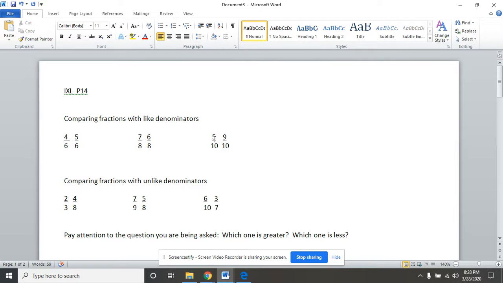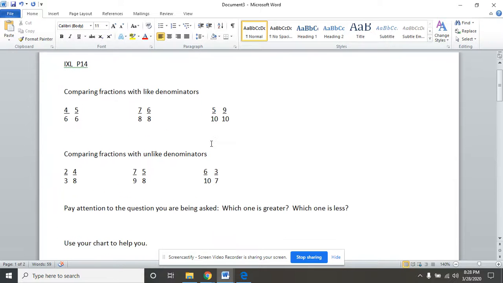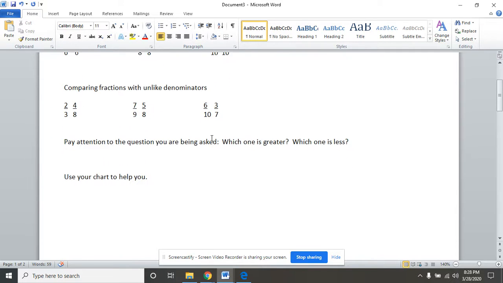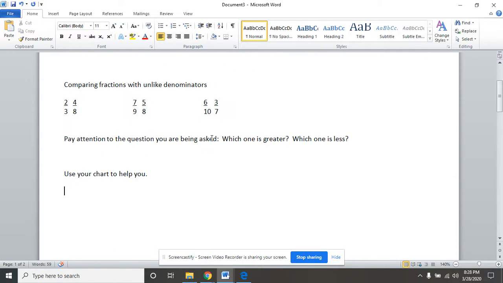Over here we have 5/10 and 9/10. So which one is greater? Well, 9/10 is greater. If you have 9 out of 10 pieces of something, you have more than if you have 5 out of 10 pieces. So that's pretty straightforward. It's when we come to unlike denominators that it can be a little trickier.